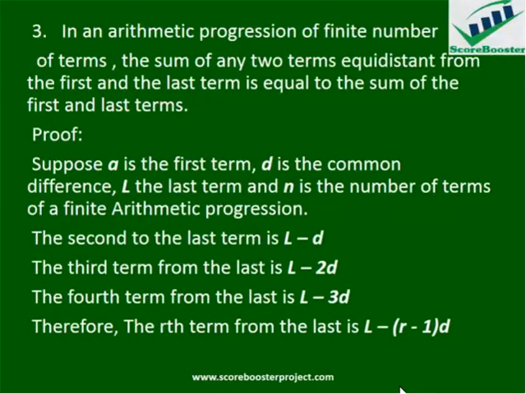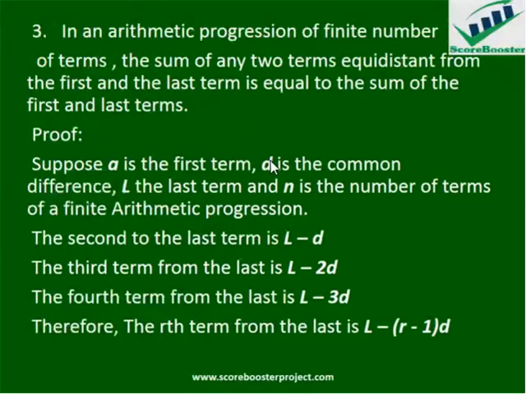In an arithmetic progression of finite number, that is, a finite arithmetic progression that has a finite number of terms, we have an upper value, an end, and a last term. The sum of any two terms equidistant from the first and the last term is equal to the sum of the first and last term. That is, if you take the sum of a particular term from the last term and that particular term from the first term, it also equals adding the first and the last term.